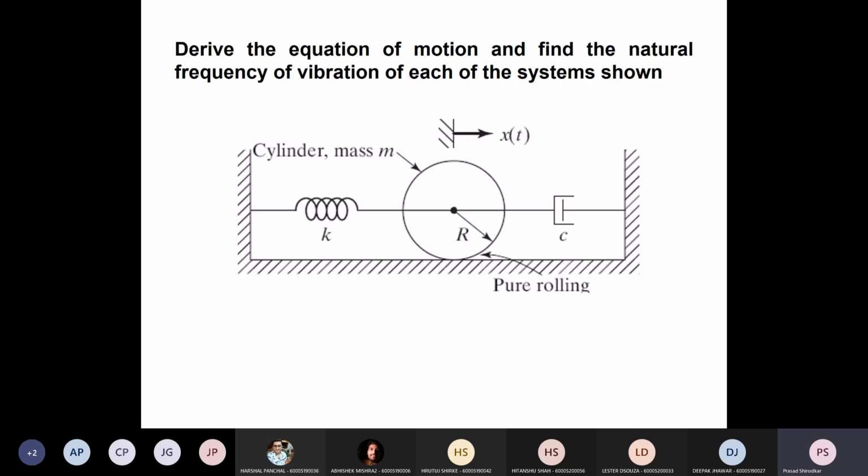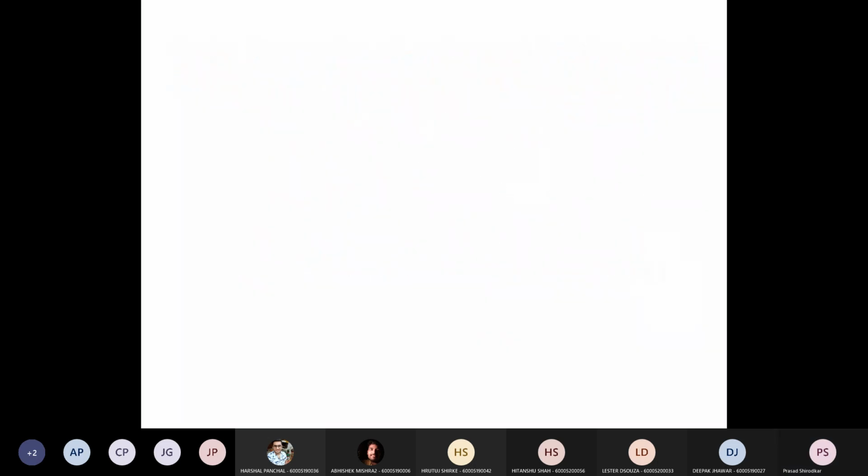Okay, so derive the equation of motion and find the natural frequency of the vibrating system. That is the question. So let's construct the free body diagram. We have a sphere rolling on a surface, and let's assume that it is rolling to the right. This is the point of contact, that is the instantaneous center. So angular displacement is theta, theta dot is the angular velocity, and theta double dot is the angular acceleration.